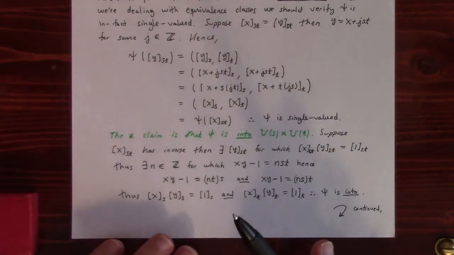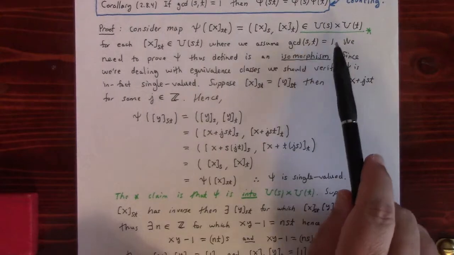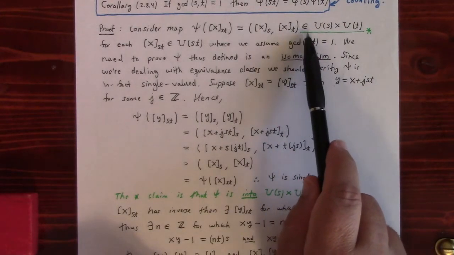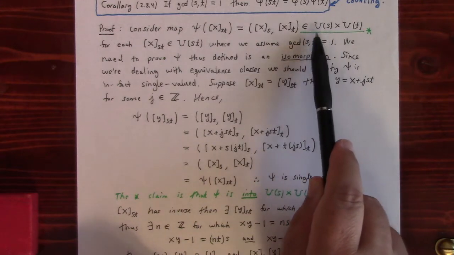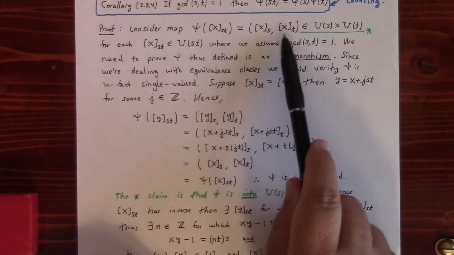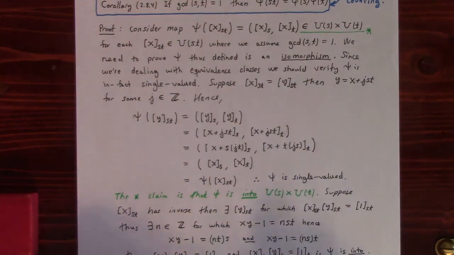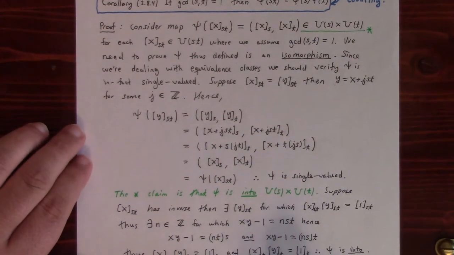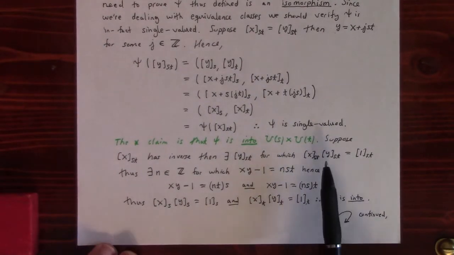Now, we should also prove that psi is into U(s) cross U(t). I mean, I can claim it's into. That doesn't mean it is so. It remains to show that this pair actually is in here, right? And so I know that's a subtle thing, and we often don't really get into it for examples, but it matters here. And it's pretty simple to prove, though.